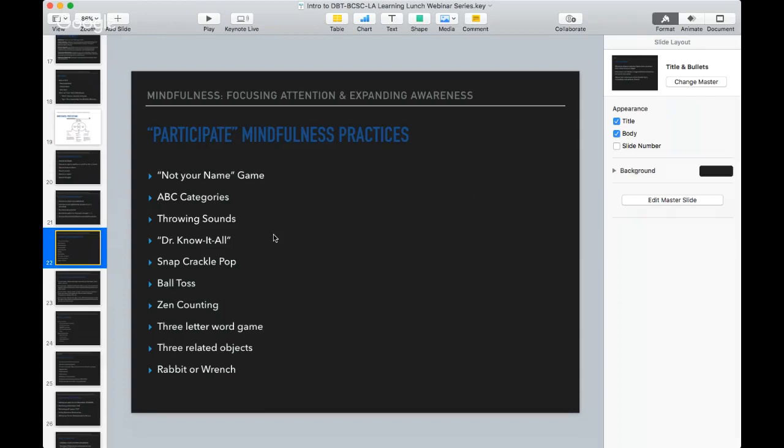Some of the examples that I have listed on the slide are different sort of games or activities that we sometimes practice in group or in our consultation team that ask you to throw yourself completely into an experience. You know, the snap, crackle, pop game is where you stand in a circle and you have to make a hand motion and say snap. And then the next person who receives that has to make another hand motion and say crackle. And then they pass it to the next person and they say pop. Kind of these throw yourself fully into the activity kind of practices.